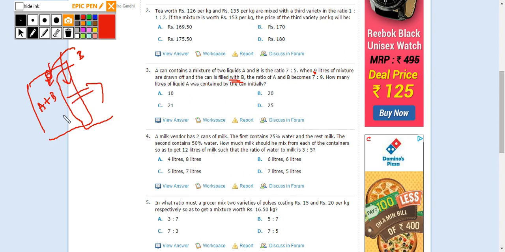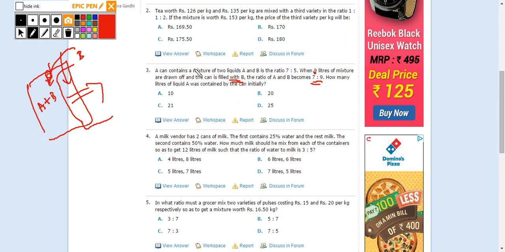But now the ratio is going to change, right? Earlier, when you just draw off some amount, the ratio is not going to change. But when I add another solution, when I add B to it, the ratio is obviously going to change, and here it is given that it's going to change to 7:9.